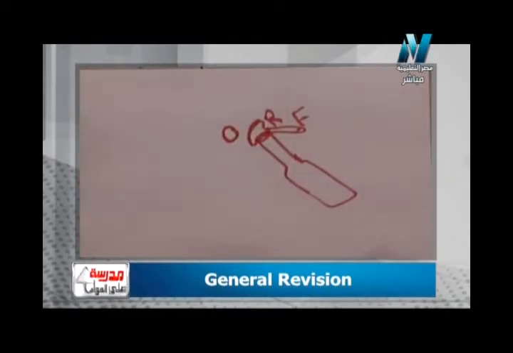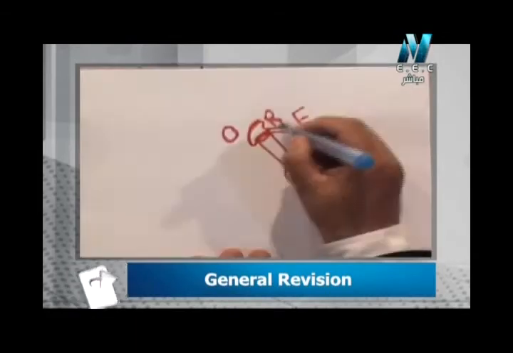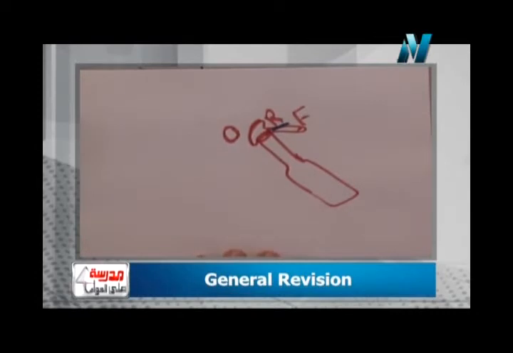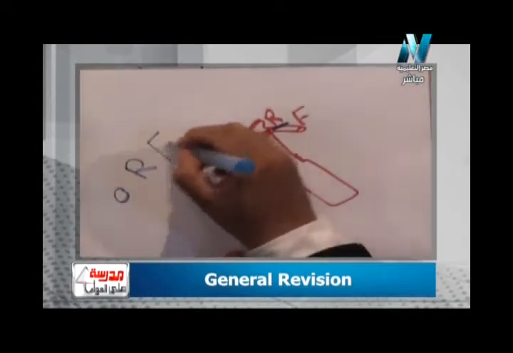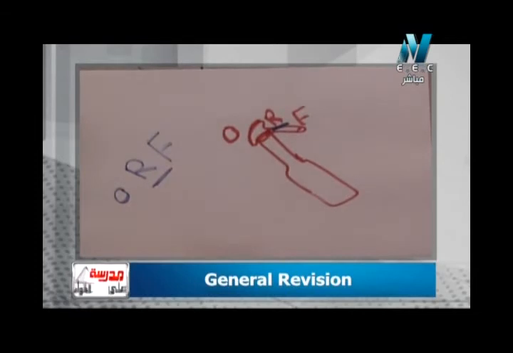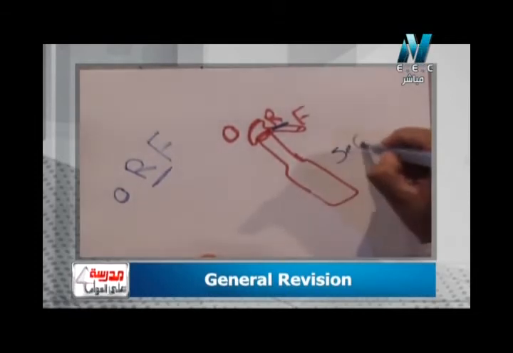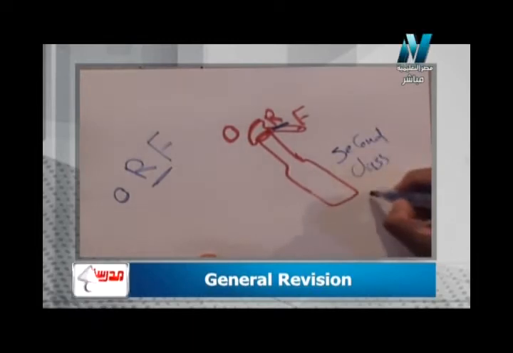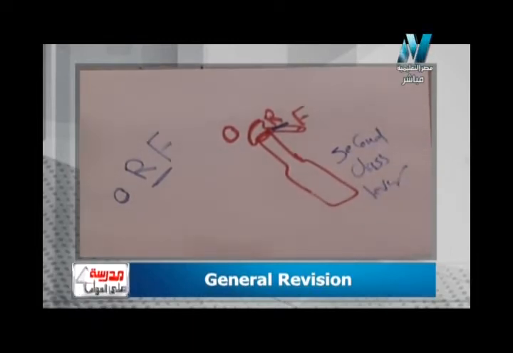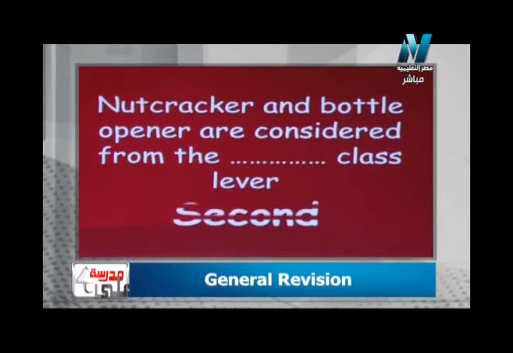So, which part here is in the middle? O or R or F? Surely R. Let me remind you the secret word O, R, F. If R is in the middle, لو الار هي اللي في النص, it will be the second class lever. So again the bottle opener and the nutcracker, كسارة البندق وفتاحة الزجاجات, all of them are from the second class lever. And we have other examples of second class lever, such as a stapler, such as wheelbarrow, and so on. So again, nutcracker and bottle opener are considered from second class lever, أو رافع النوع التاني.